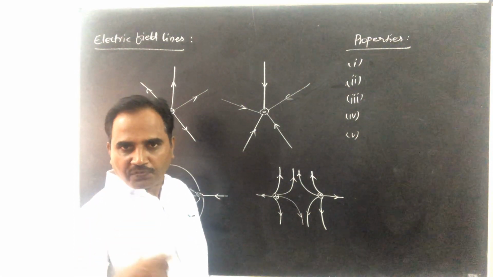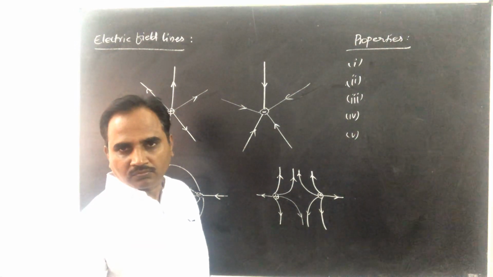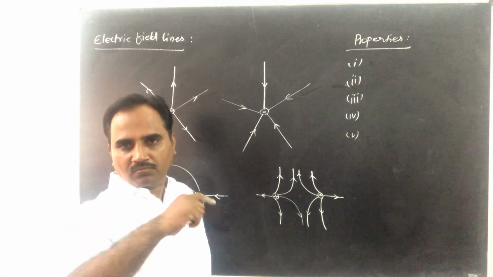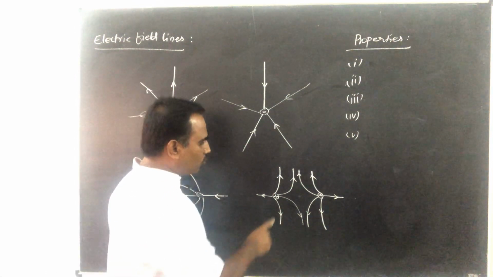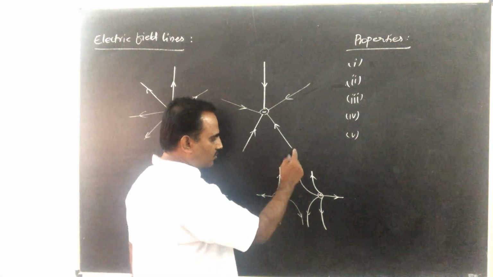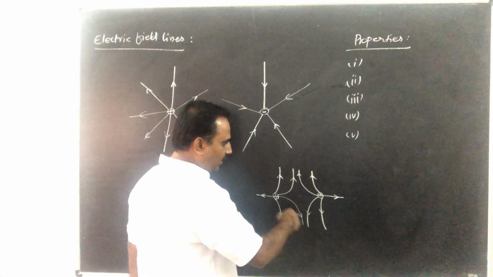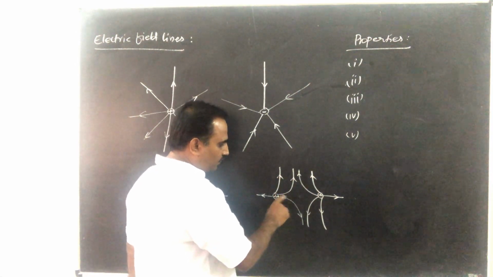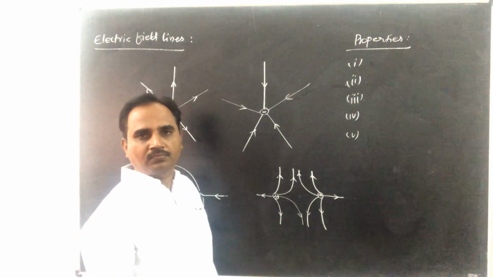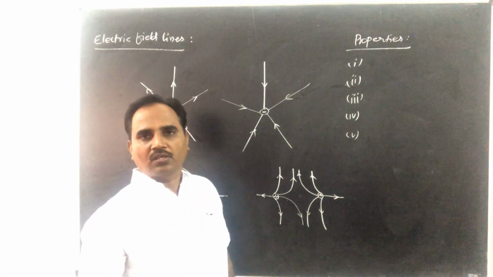And in a charge-free region, electric field lines form continuous lines. Here see, here there is no charge, therefore this line is continuous. So here charge is there, here charge is there, and there is no charge anywhere here. So in a charge-free region, electric field lines form continuous lines.